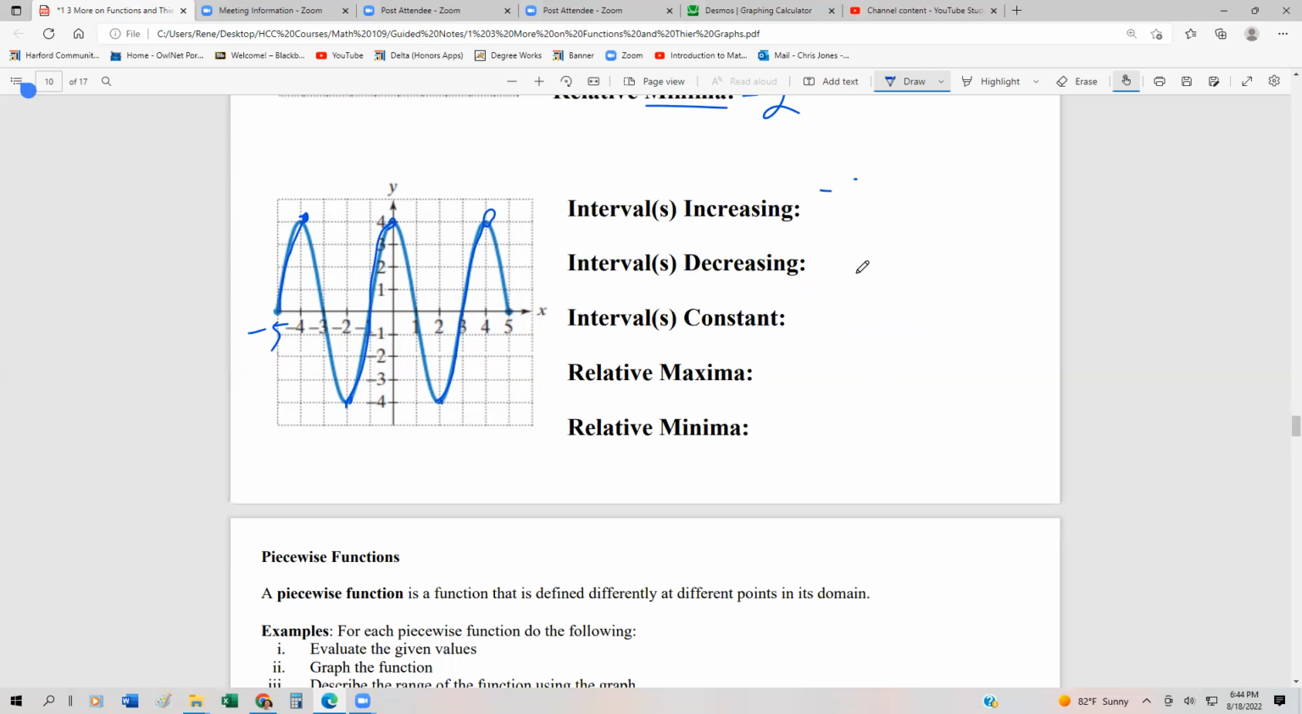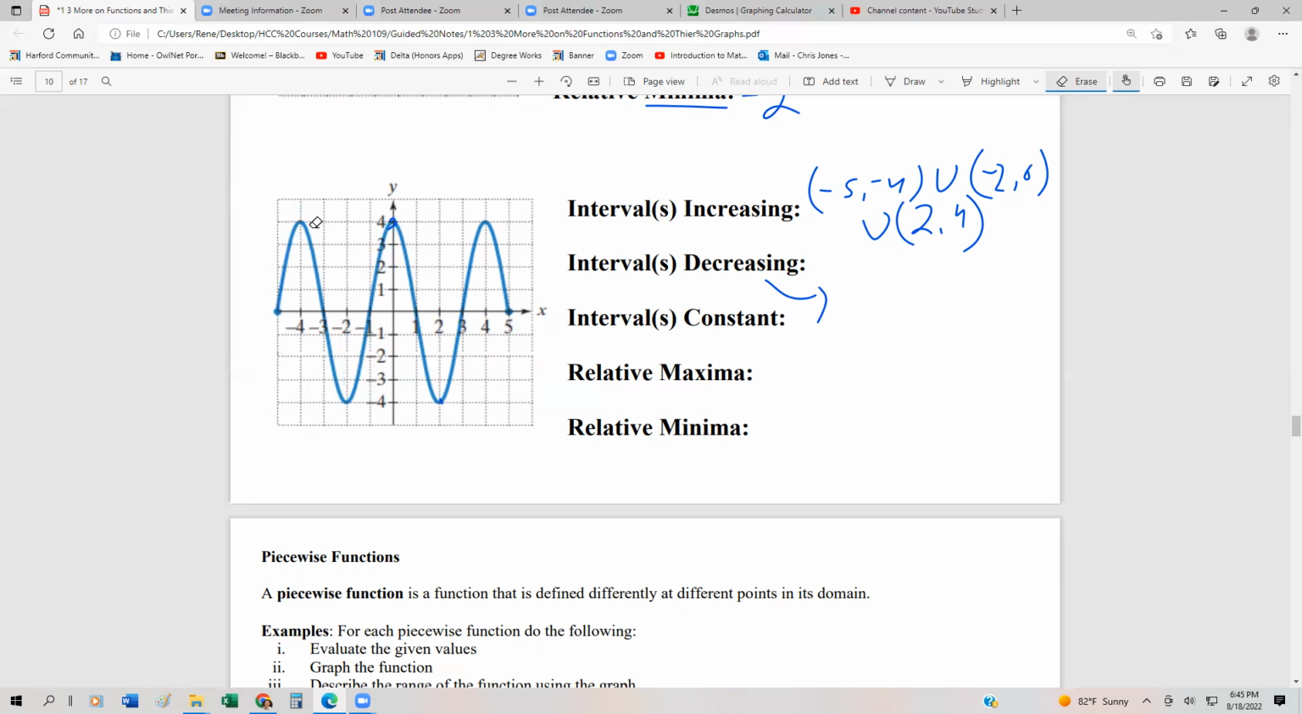So it's going to be from -5 to -4. And then it's going to pick up again from -2 to 0. And then finally, it looks like it's increasing from 2 to 4. Now, where is it decreasing? Well, everywhere where it's not increasing for this particular example.